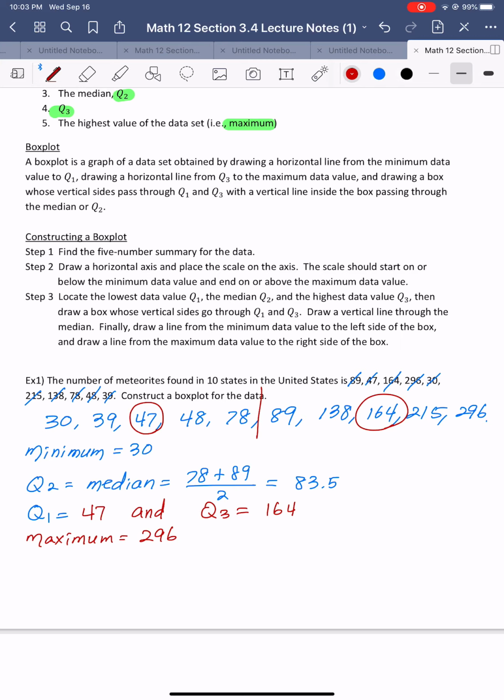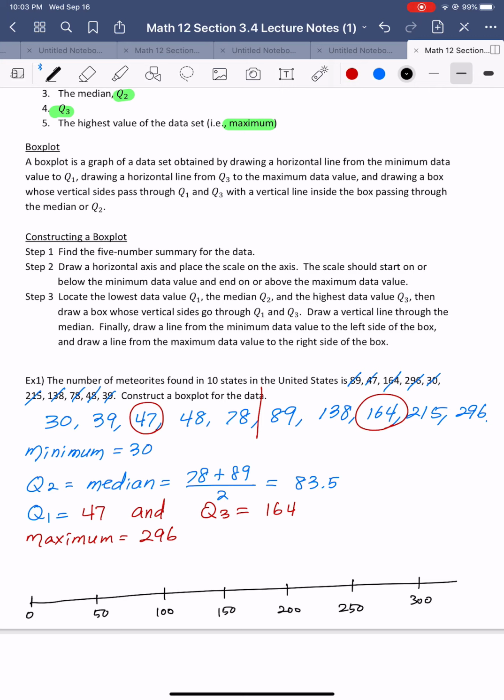So what I do is draw the horizontal axis, and then we need to start it. We need to put the numbers up to 296. Okay, it's from 30. So let me make each one an interval of 50. Okay, so 100, 150, 200, 250, about 300. Okay, I think that's enough.